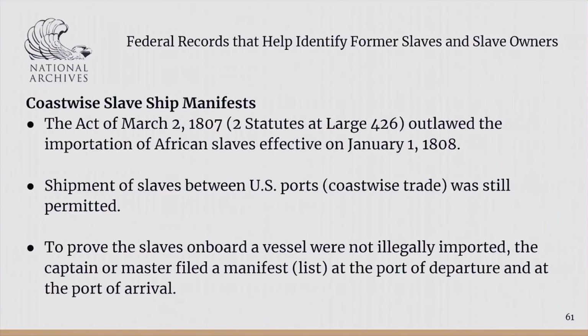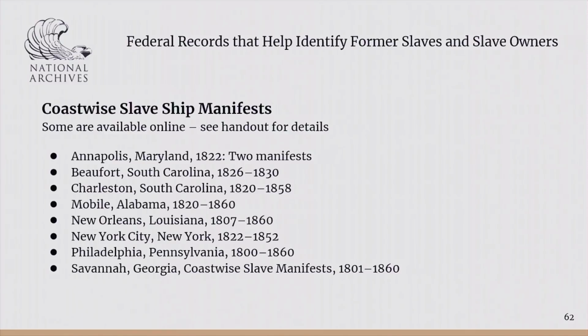The Coastwise Slave Ship Manifests may be helpful. The Act of March 2, 1807 outlawed the importation of African slaves effective on January 1, 1808. However, shipment of slaves between U.S. ports, the coastwise trade, was still permitted. To prove that slaves on board a vessel were not illegally imported, the captain or master filed a manifest, a list, at the port of departure and at the port of arrival. Now, a lot of the records have not survived, but those that have survived are available for your use.